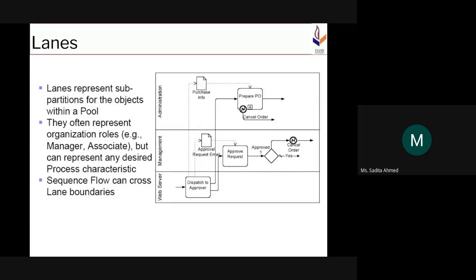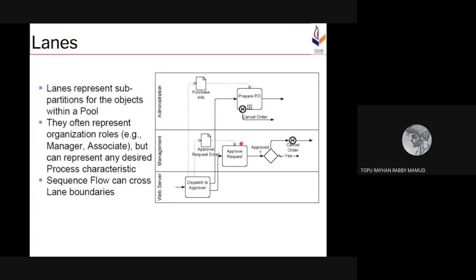Anyone else? Explain. A plus sign. The plus sign, that's right. This notation here. All right, Maruf? Look at the bottom of prepare PO, there is a symbol. This symbol represents that prepare PO is a sub process. The expand symbol, this plus sign enclosed in a small rectangle, says that prepare PO is a sub process.